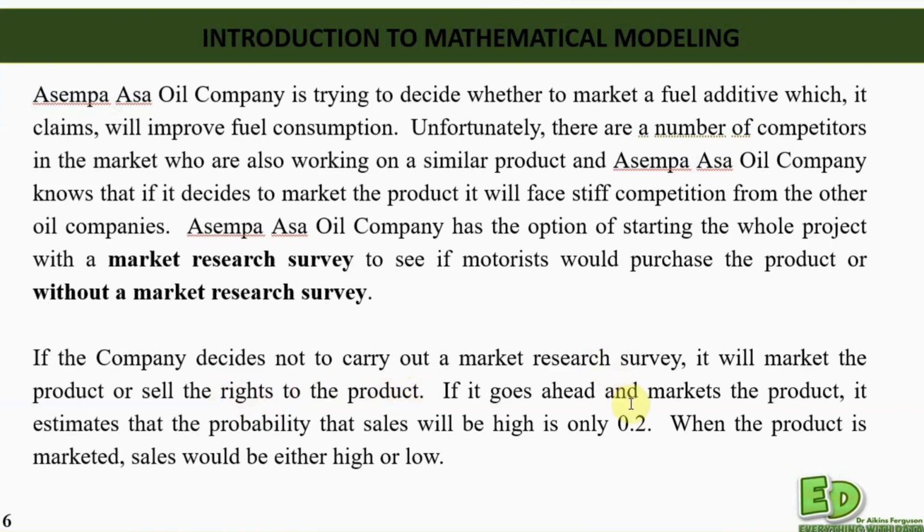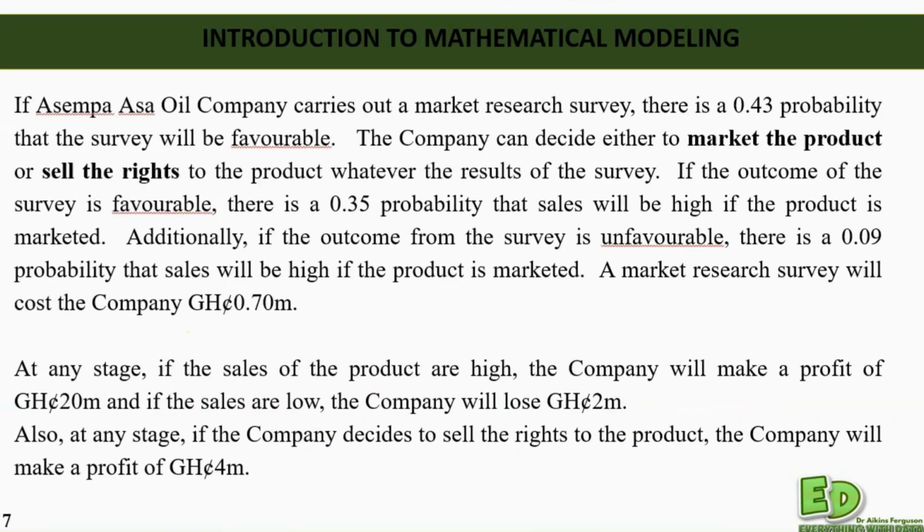If it goes ahead and markets the product, it estimates the probability that sales will be high is only 0.2. So sales will be low is 0.8, right? When the product is marketed, sales would be either high or low, right?